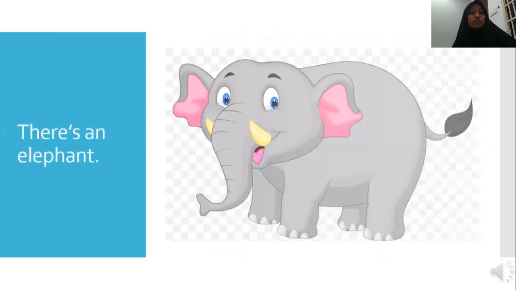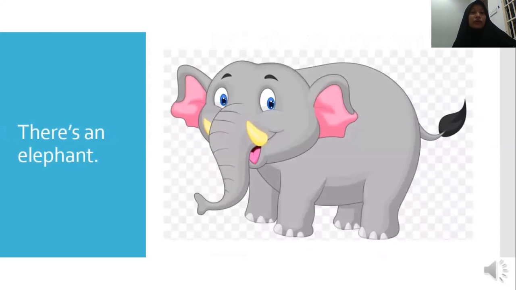Alright, moving on to the third example. So right now you only have one elephant in front of you. There's an elephant. Because you have one elephant, meaning what? Yes, you have a singular noun. And you have to use what? There's. Correct. Use there's. There's an elephant. I hope by this time you are not getting confused between there's and there are.